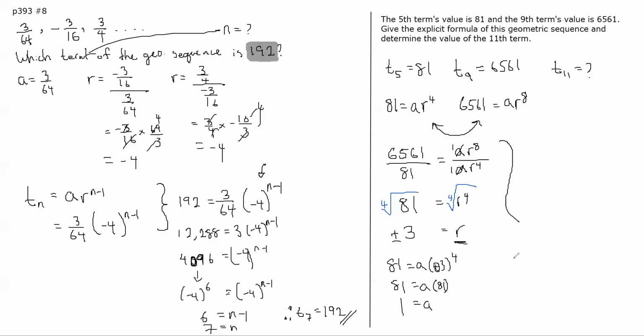So taking all of this information together, T11 is the same as a r to the power of 10, which is 1 times positive or negative 3 to the power of 10, which is something huge. 59,049. Again, notice that this could be negative 3, but because the exponent is even, the entire value is going to be positive anyway. So it doesn't really matter. T11, without a doubt, will be 59,049.